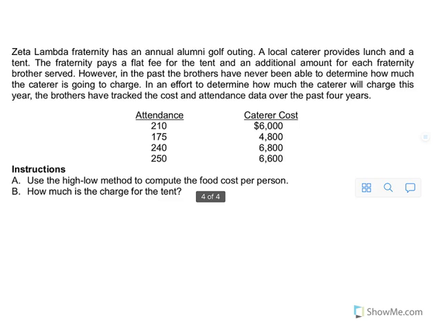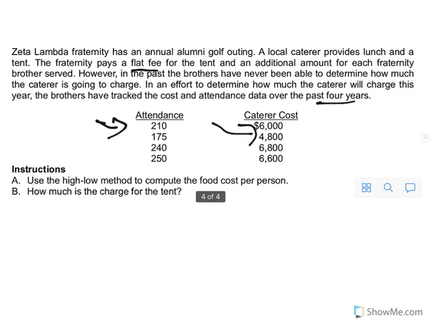Zeta Lambda fraternity has an annual alumni golfing outing. A local caterer provides lunch and a tent. The fraternity pays a flat fee for the tent and an additional amount for each person served. However, in the past, the brothers have never seemed to be able to determine what the caterer is going to charge. So they gathered the information of the past 4 years. Here is the activity, and that's the attendance. Here is the cost. So basically, we want to break it out into the fixed and variable.